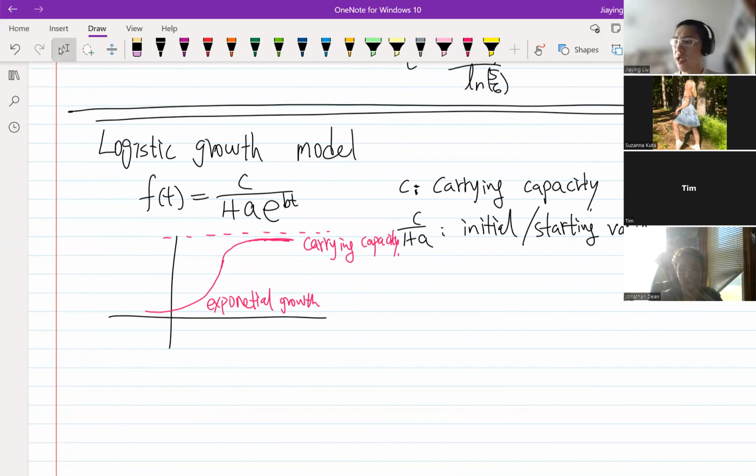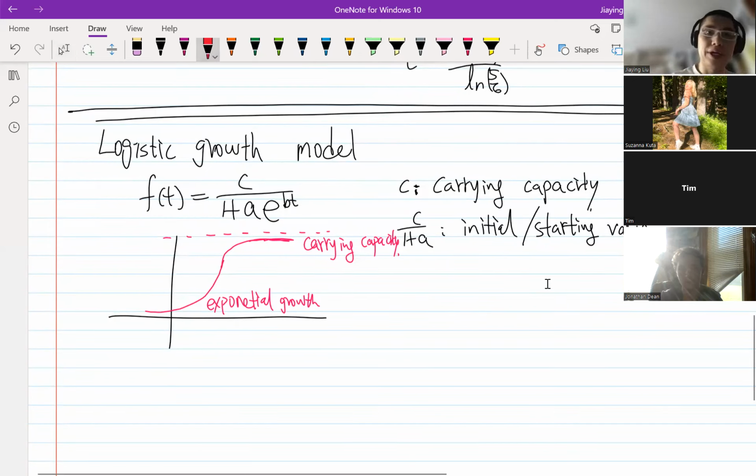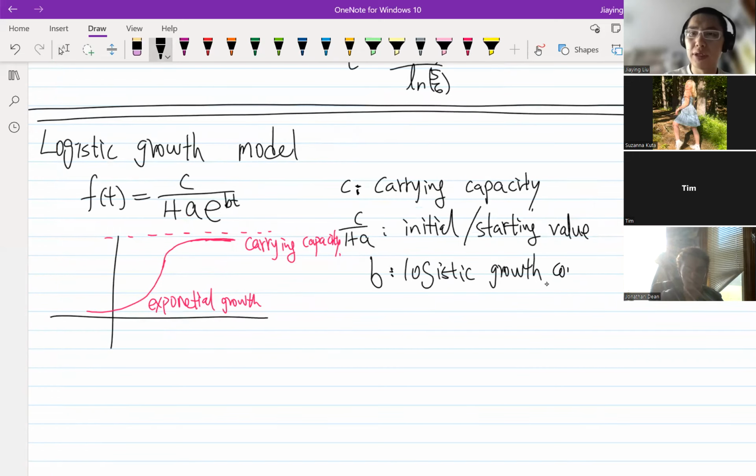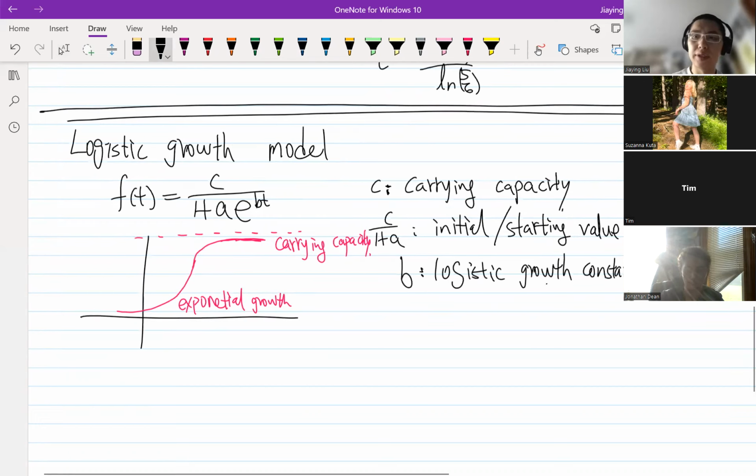All right. So you've probably seen this before, but even if you haven't, we can look at it together. And I should point out that the B here, B, is called the logistic growth constant. All right, so that's B. And if we know the initial value, if we know the carrying capacity, we can solve for A.